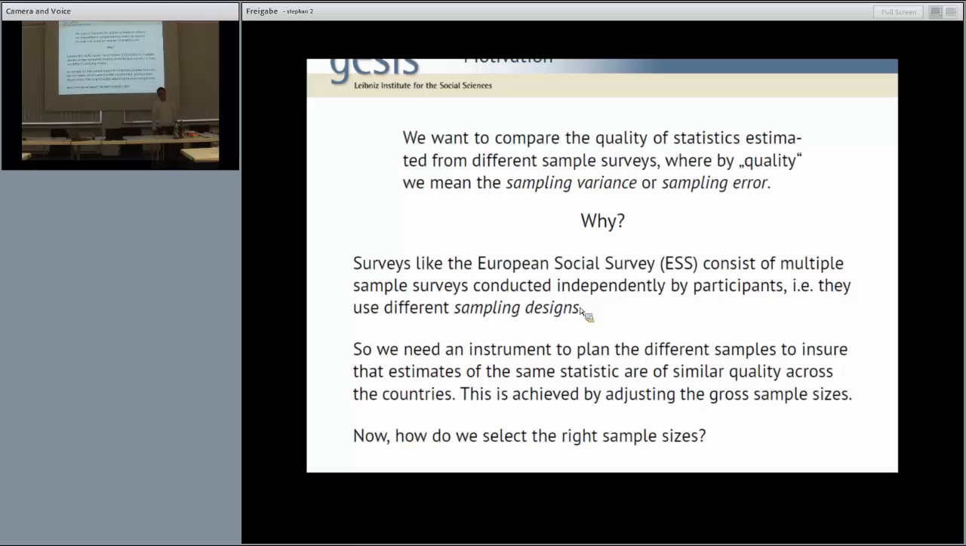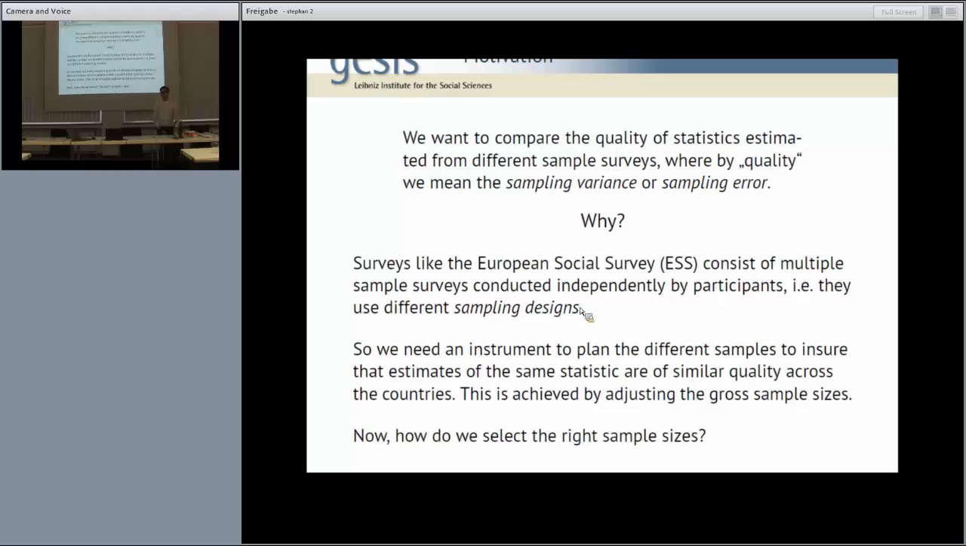Because of the variance, I said here sampling error, the sampling variance, because if we use unbiased estimates, as I assume in this presentation, only the sampling variance is left. Approximately we will get the true value with an unbiased estimate.